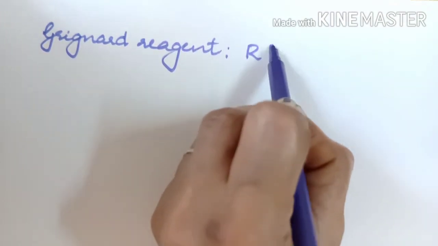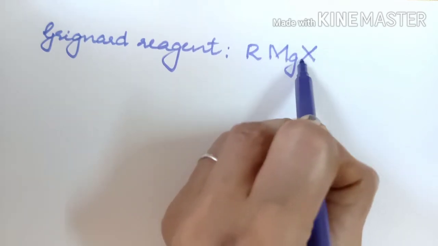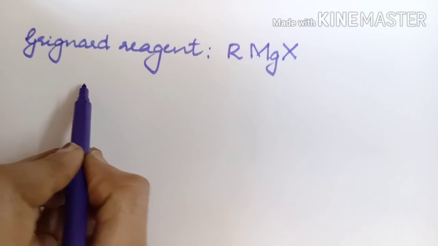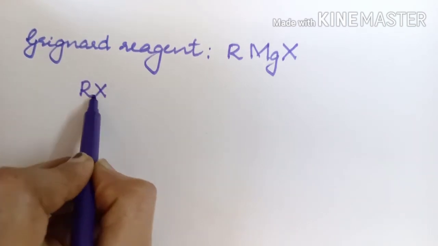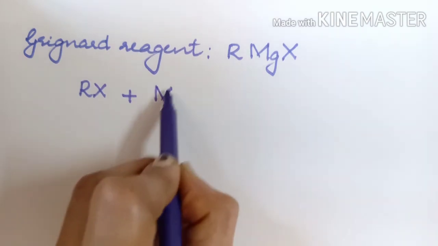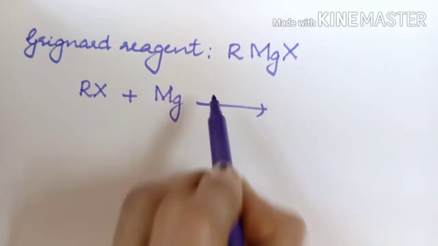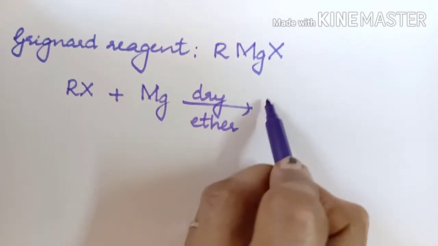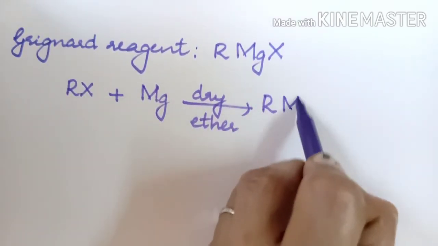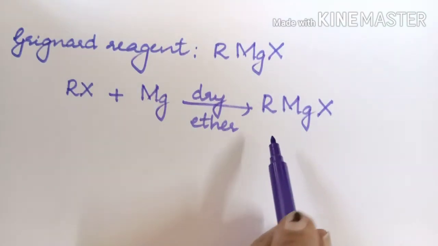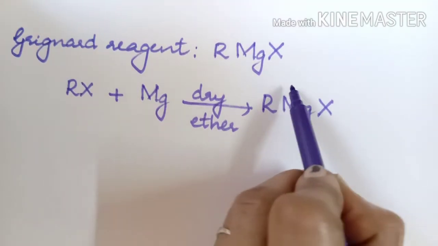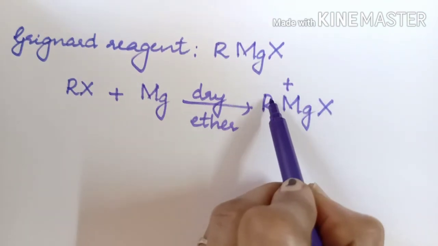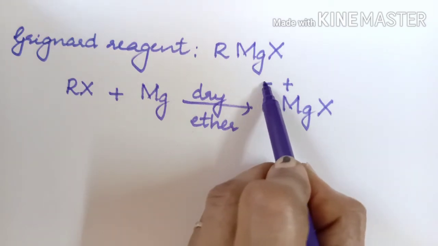Alkyl magnesium halide is known as Grignard reagent, and it is prepared by the reaction between alkyl halide and magnesium metal in the presence of dry ether. It results in alkyl magnesium halide. Remember that it will ionize to form Mg plus X minus, and the alkyl group will be ionized as negative.